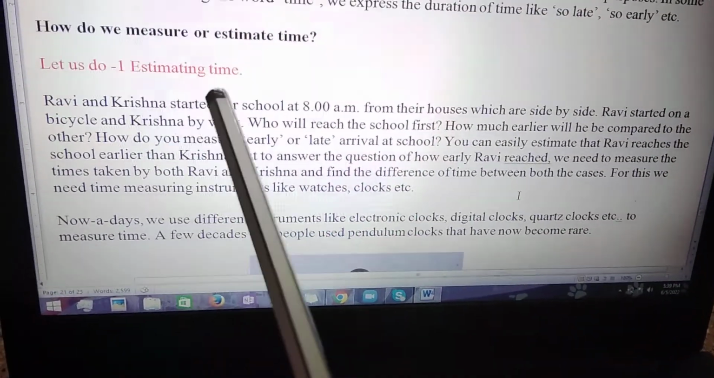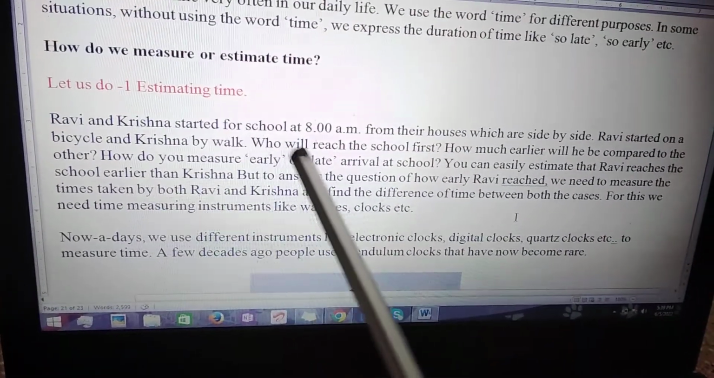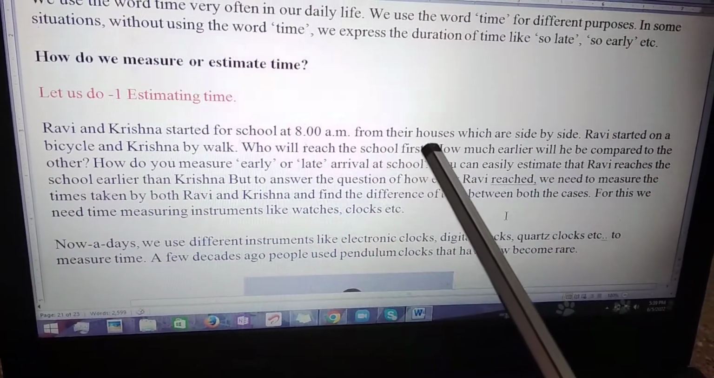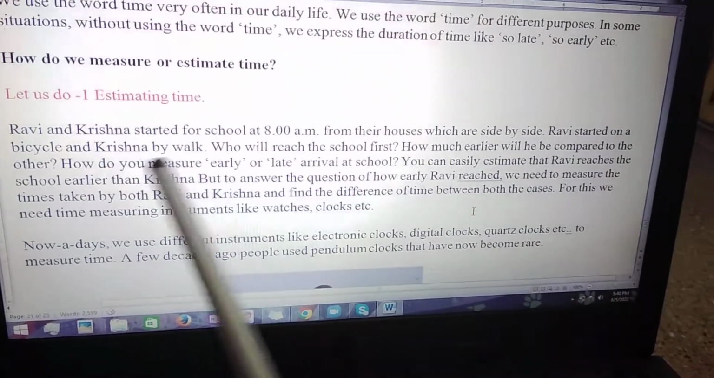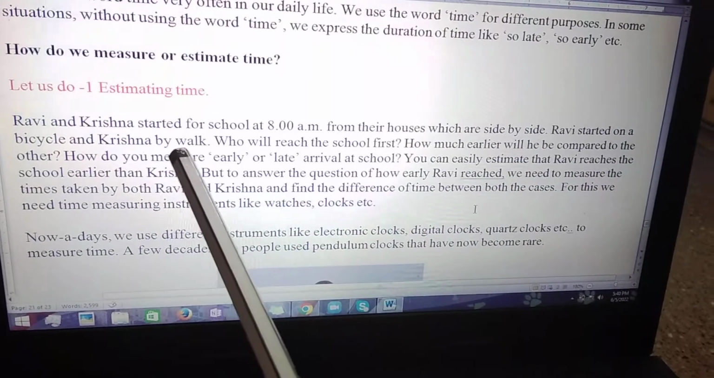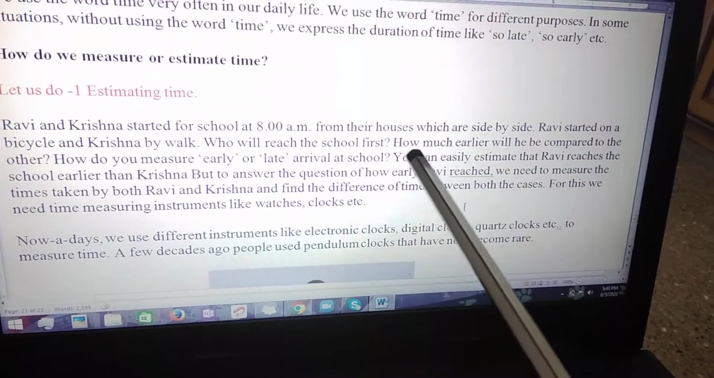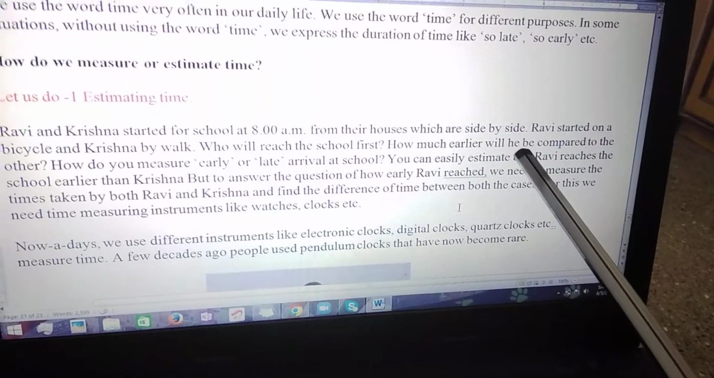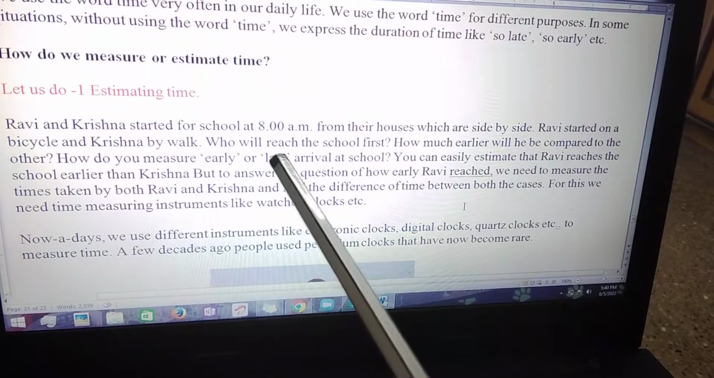Let us do estimating time. Ravi and Krishna started for school at 8 a.m. from their houses, which are side by side. Ravi started on a bicycle and Krishna on foot. Who will reach the school first? How much earlier will he be compared to the other? How do you measure early or late?